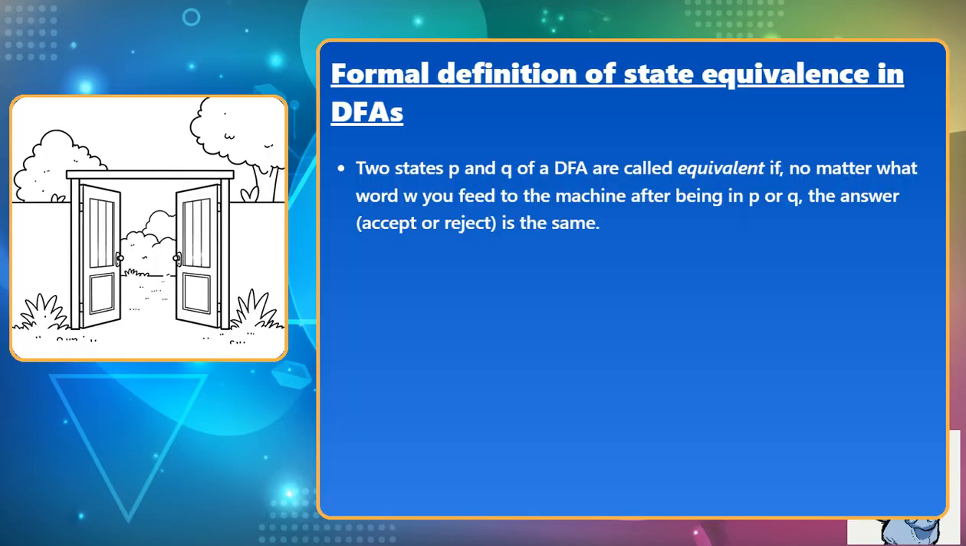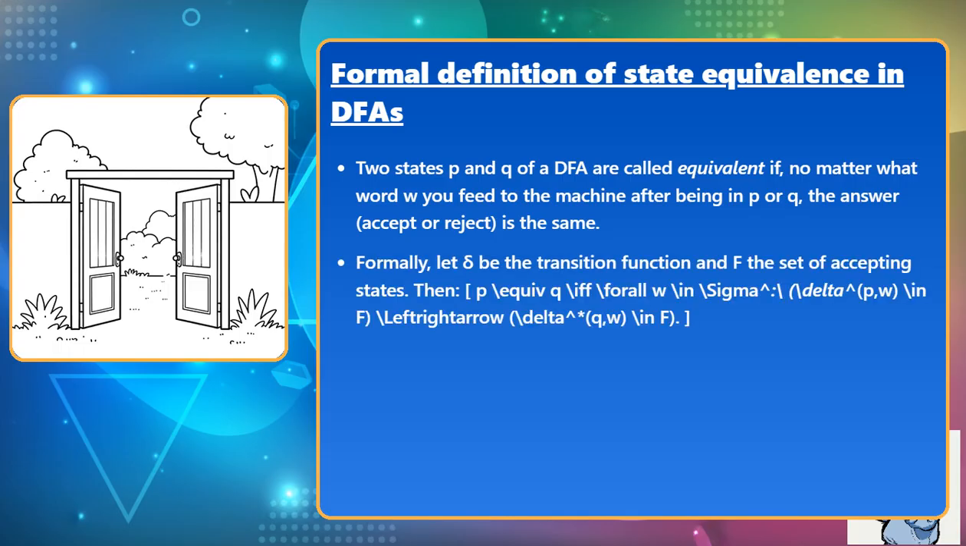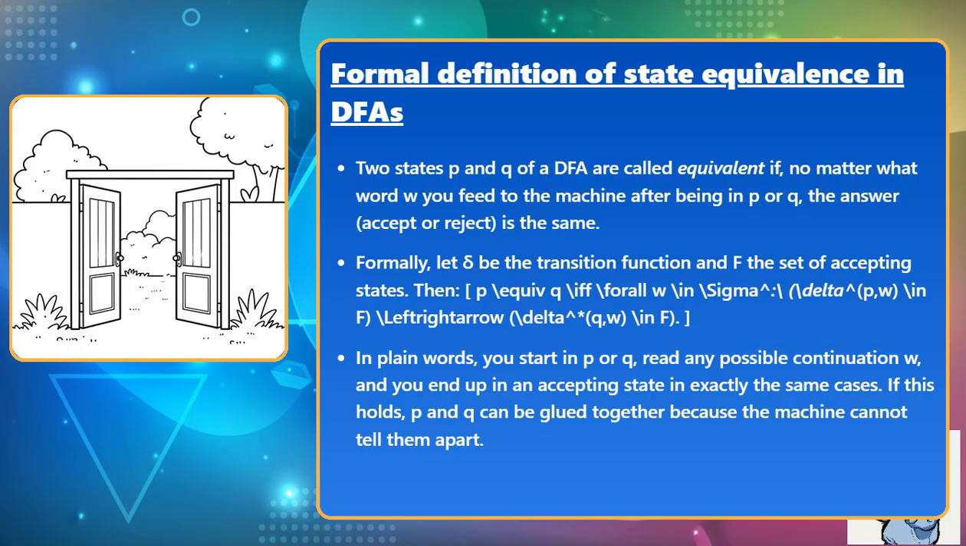Two states P and Q of a DFA are called equivalent if no matter what word W you feed to the machine, after being in P or Q the answer, accept or reject, is the same. Formally, let delta be the transition function, and F the set of accepting states. Then P is equivalent to Q if and only if for all W in sigma star the following holds: delta star of P and W is in F if and only if delta star of Q and W is in F. In plain words, you start in P or Q, read any possible continuation W, and you end up in an accepting state in exactly the same cases. If this holds, P and Q can be glued together because the machine cannot tell them apart.